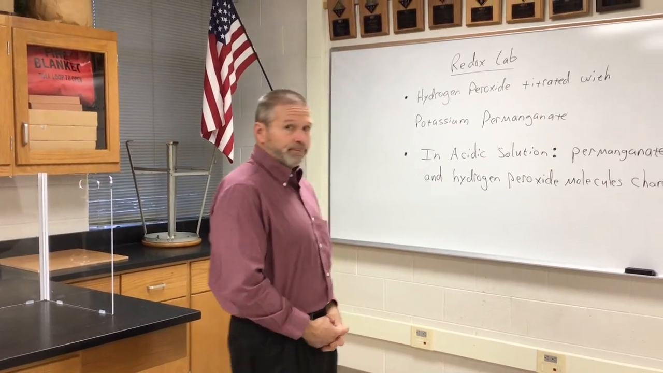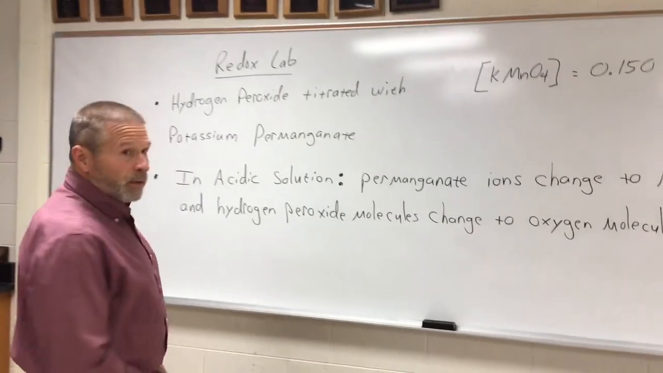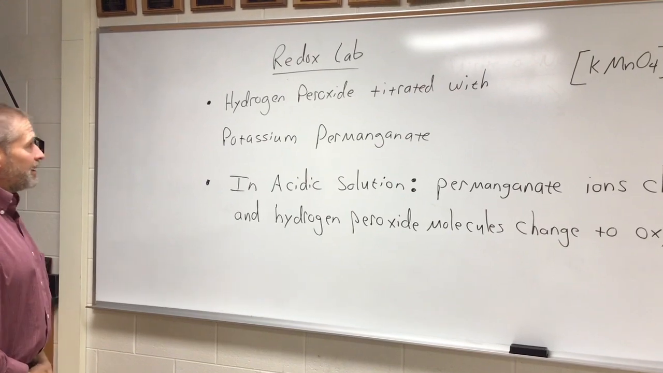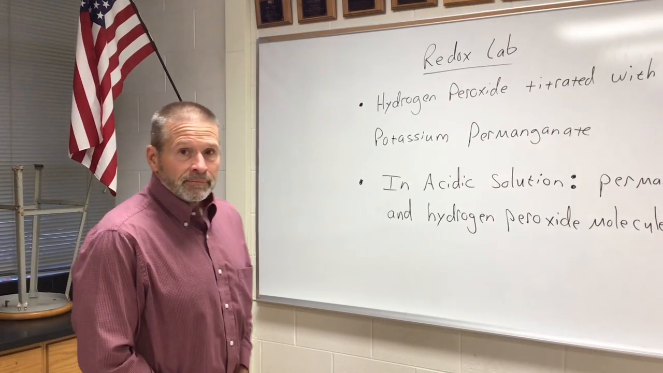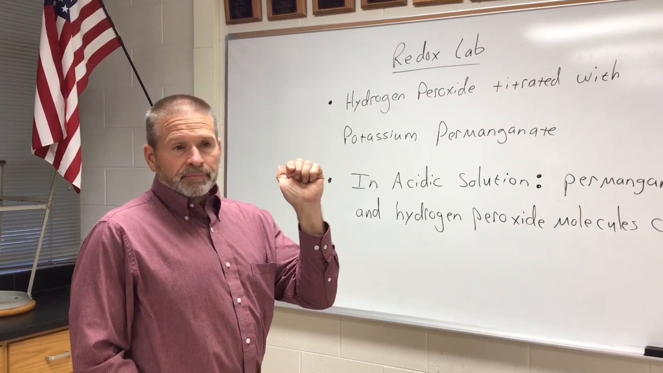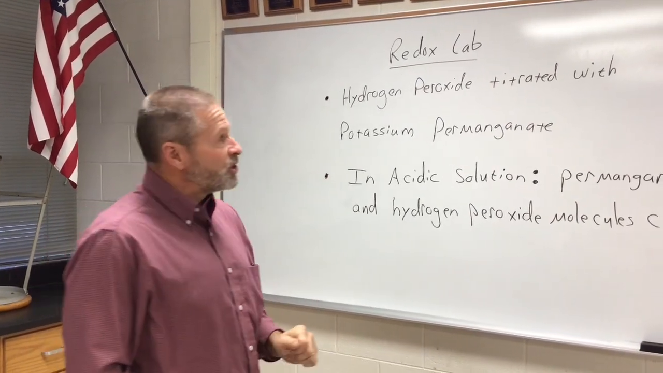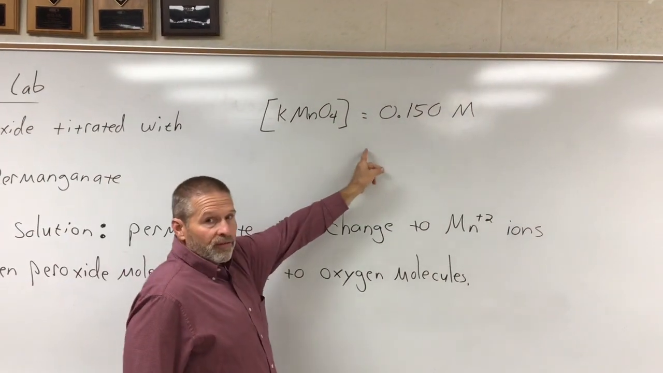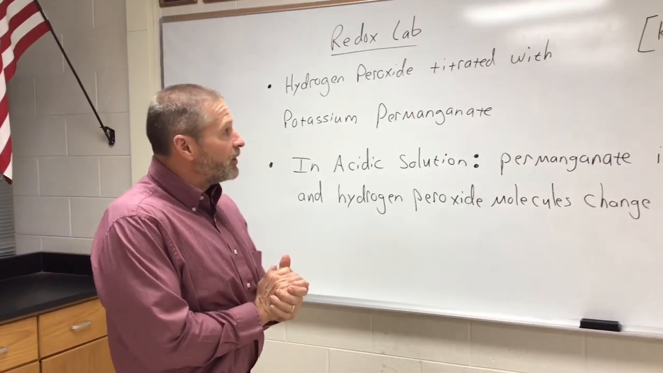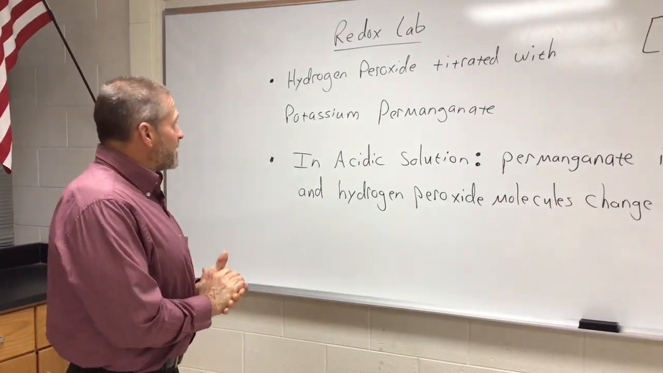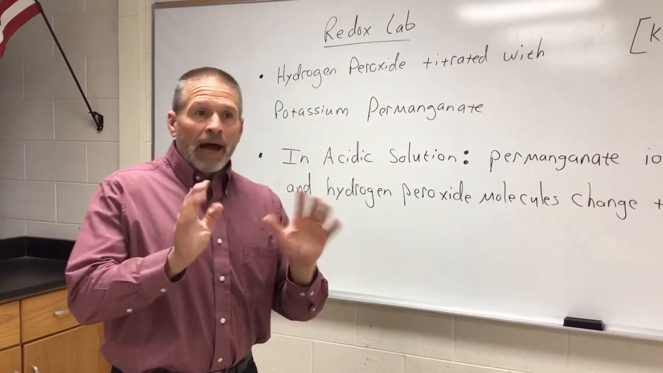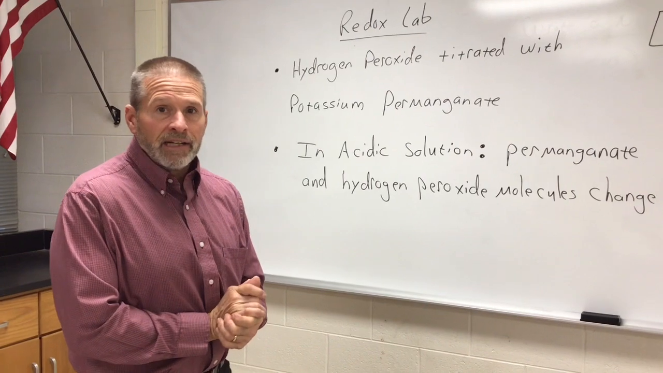So, what we're doing is we're going to react hydrogen peroxide and potassium permanganate. We're going to have a permanganate solution with a known concentration, 0.150. That's going to be in the burette. It's got a really nice deep purple color. And we're going to use that to titrate a hydrogen peroxide solution. And later on, we'll tell you what question it is you're trying to determine.